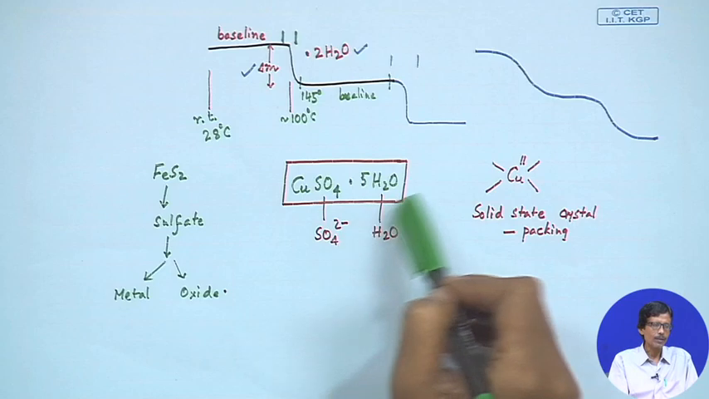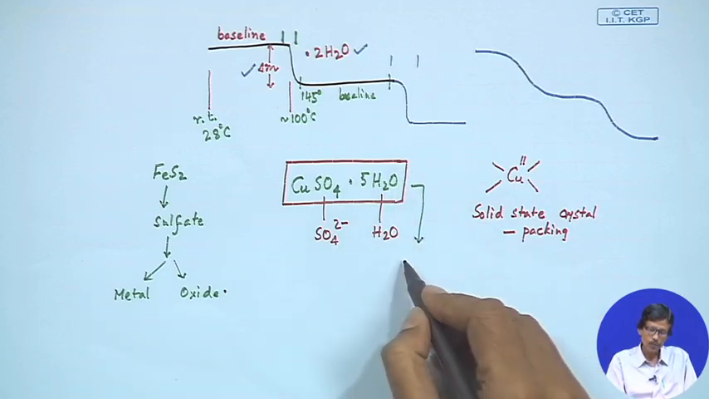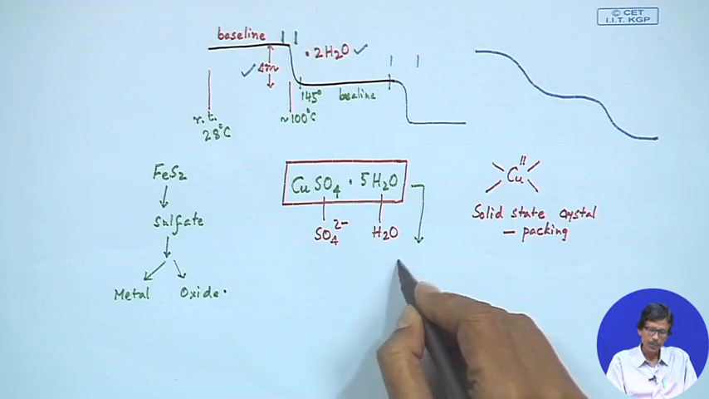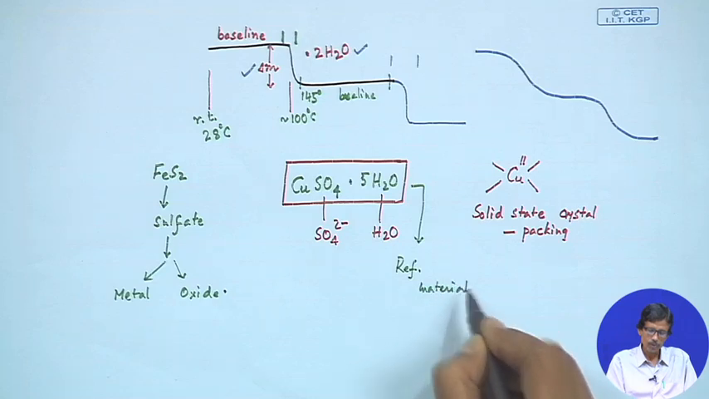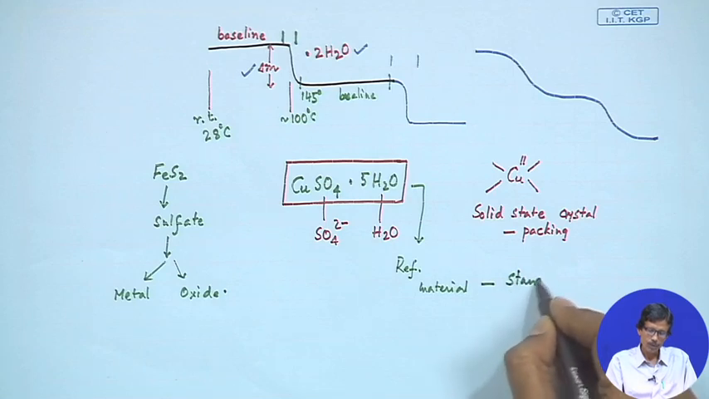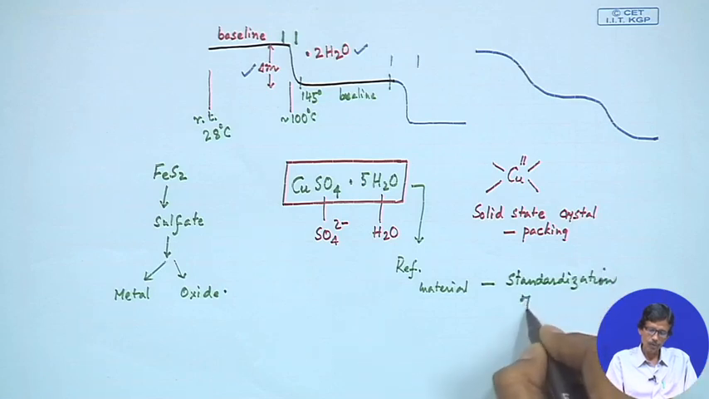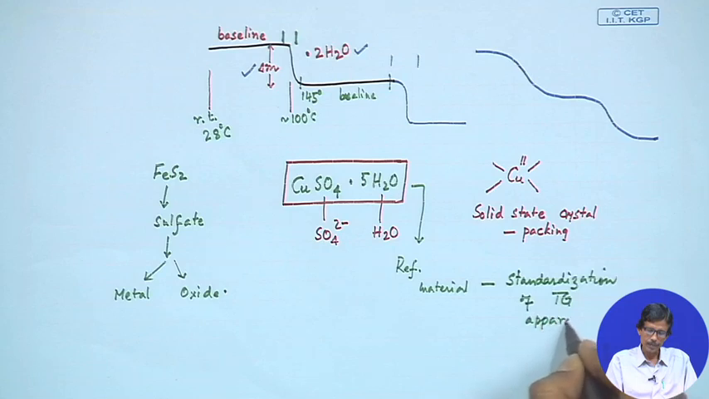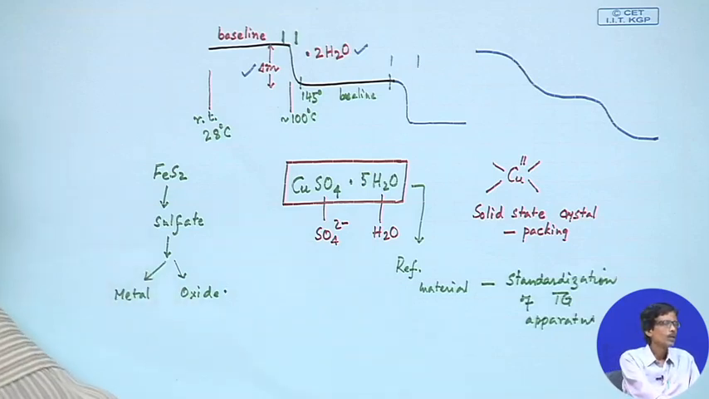So, heating a particular sample can give a very good reference material for any instrument that can be standardized. So, it is your reference material also for standardizing the instrument, for standardization of the TG apparatus. If we want to standardize the corresponding TG apparatus, we must take a very pure sample of copper sulfate pentahydrate.